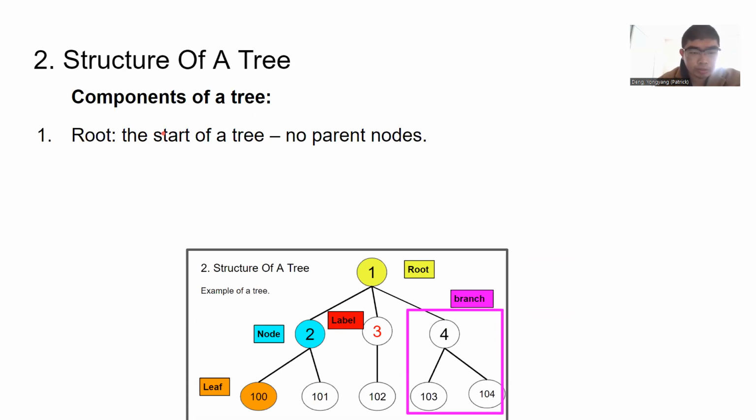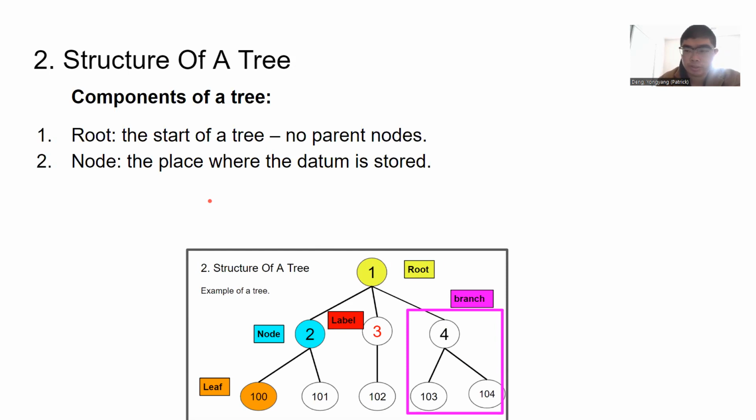The root is the start of a tree, which means it has no parent nodes. Everything starts from here, so it is the great-grandfather of all the data. A parent node means there is something above it, but we do not see any data above the root. So the root is the start of the tree, which has no parent nodes.